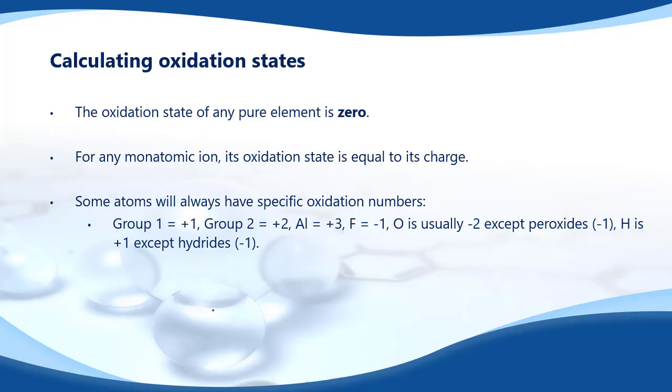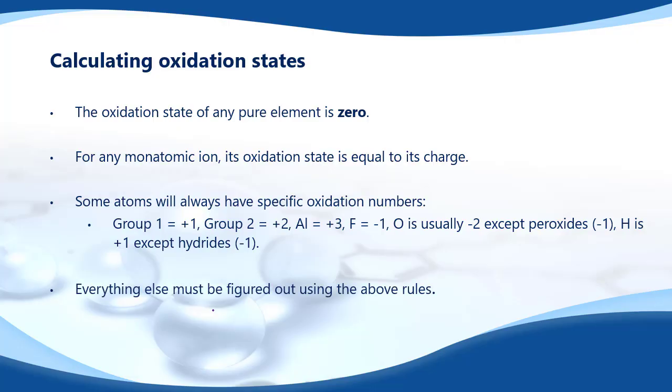Now some atoms, again, are defined. Group 1, everything's +1. Group 2, everything's +2. Aluminum's +3 because it forms a +3 ion. Fluorine is always -1. Oxygen is -2 like 99% of the time. The only time it's not -2 is when it's a peroxide. Those can be a little bit tricky and usually you don't see those. Hydrogen is +1 except when you have a hydride. So if it says hydride, the H is -1. Now, anything else you have to figure out based off of the rules, right?